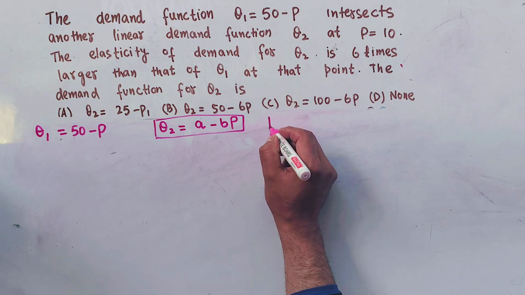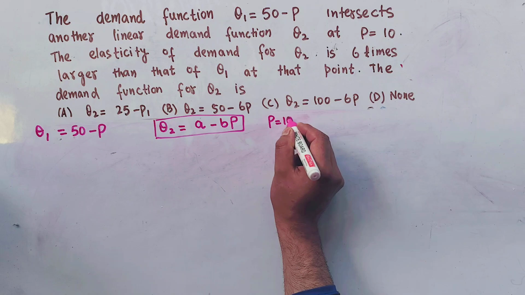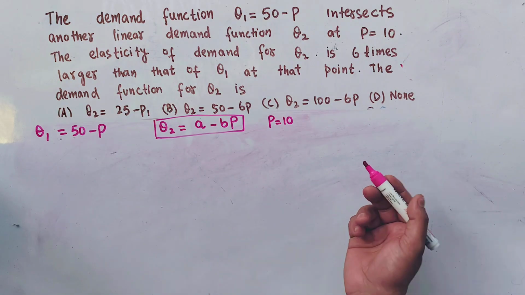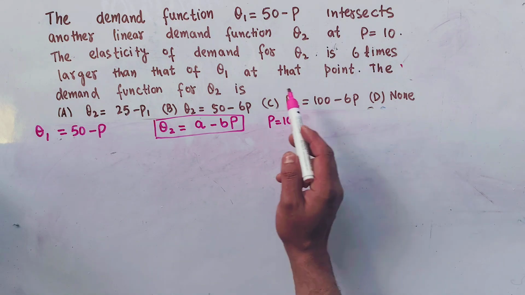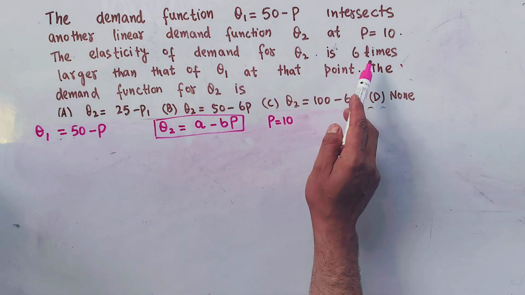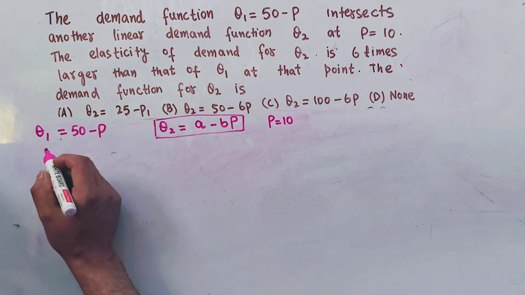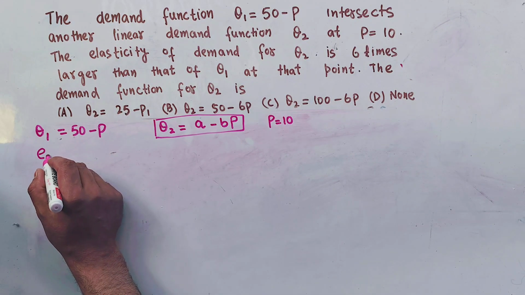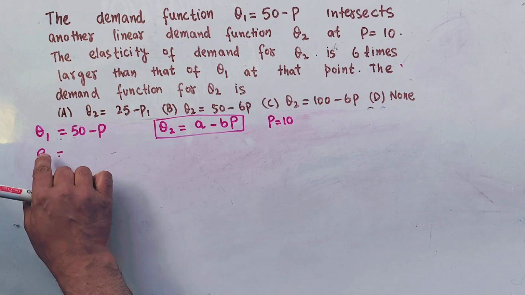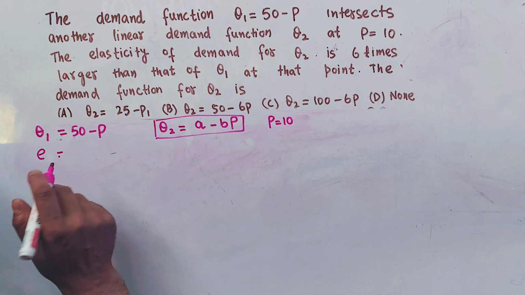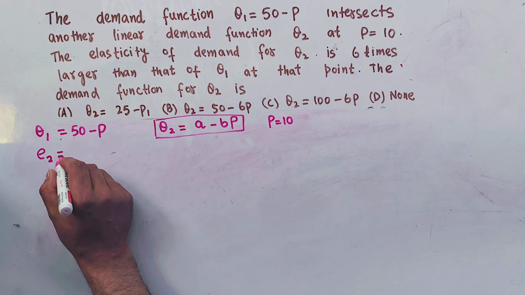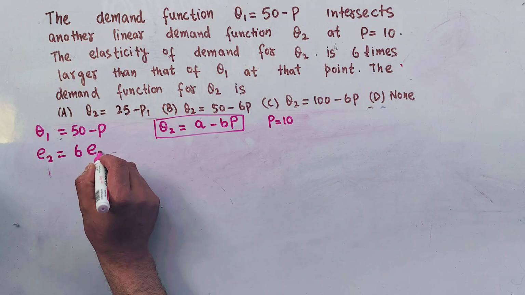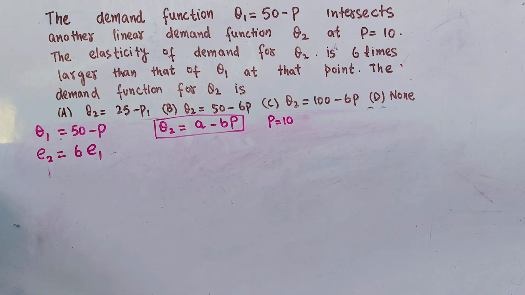Further, we are being told that P = 10, where the demand functions Q1 and Q2 intersect with each other. Also, we are being told that the elasticity of demand for Q2 is 6 times larger than that of Q1. Let us denote the elasticity of demand of Q1 by E1, and the elasticity of demand for Q2 by E2. E2 is 6 times larger, that means 6 times the elasticity of demand for Q1.